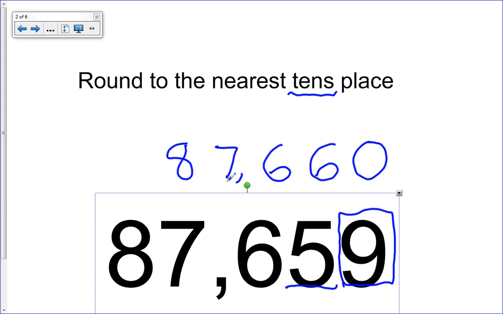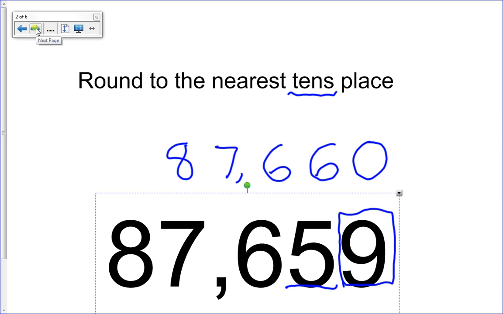And I think that's awesome. The one thing that I was thinking of as you were doing a great job of explaining it, 87,659 is closer to 87,660, what you wrote, than it is to 87,650. So it's closer to the 60. Exactly. Exactly. Nice work, Mr. Barry.